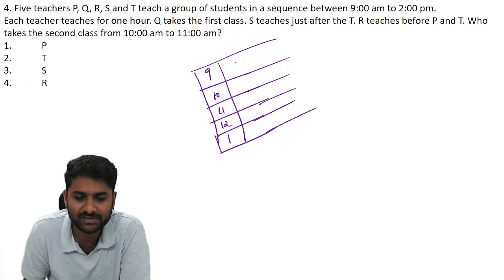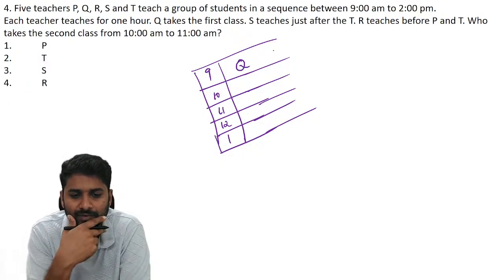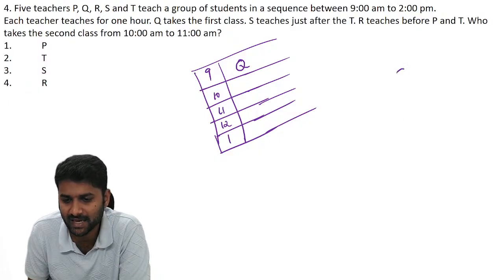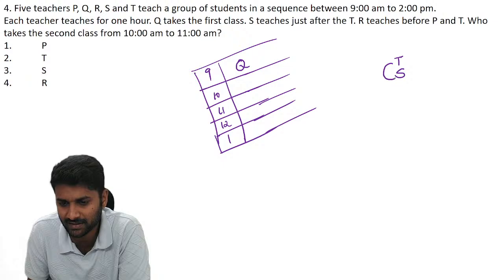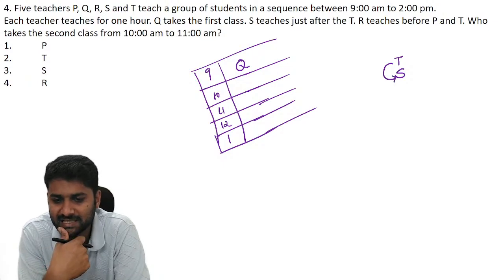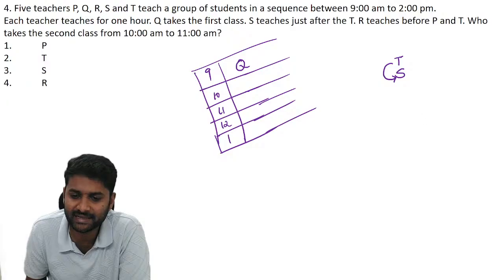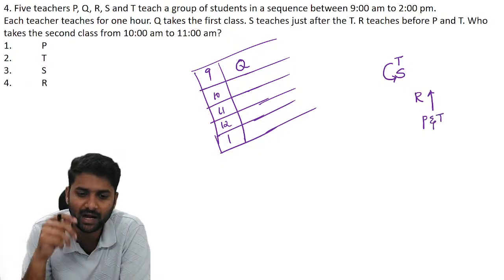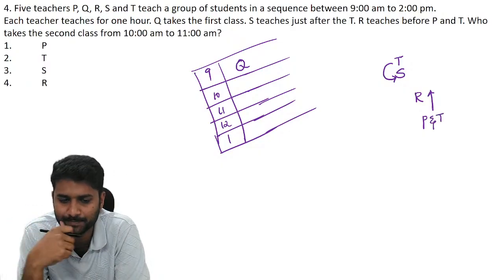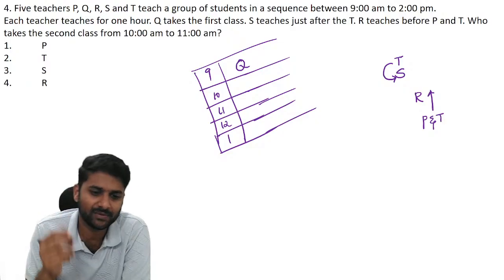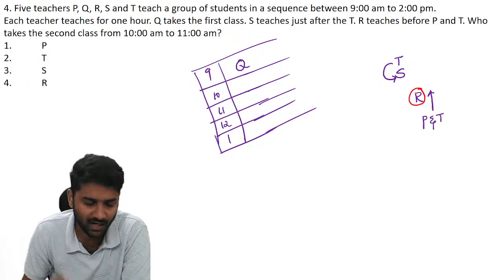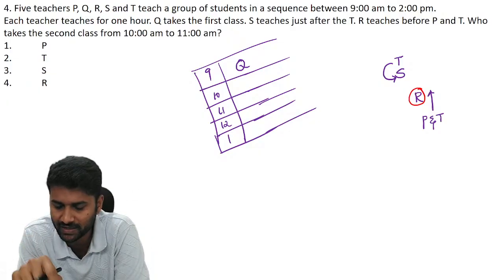Q takes the first class. So the first session is Q at exactly 9 o'clock. S teaches just after T. R teaches before P and T, which means after R there are definitely 2 lectures. Then who takes the second class, from 10 to 11 a.m.? Let's go through the possibilities. We can say that after R there are 2 periods, one is P and another one is T.